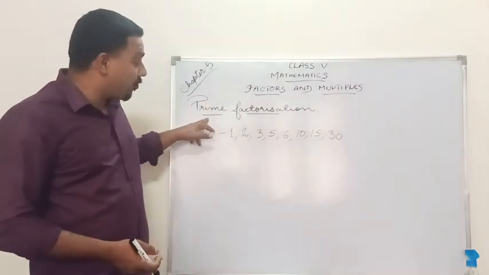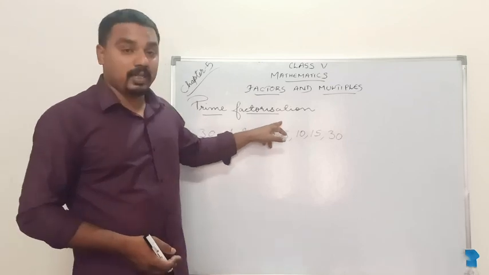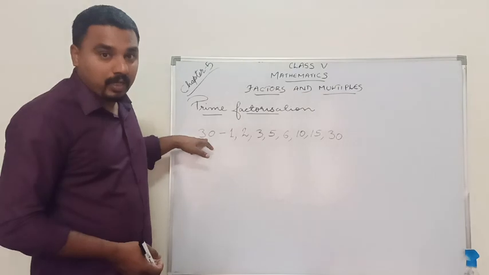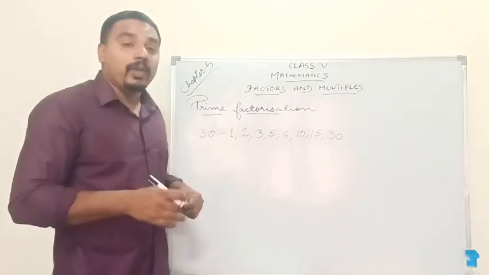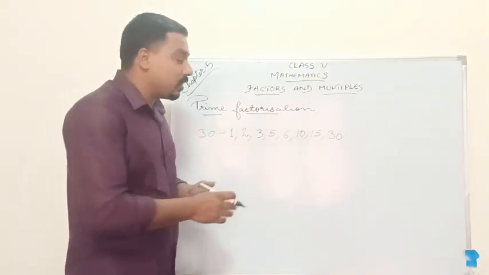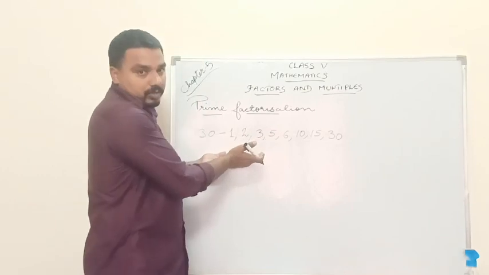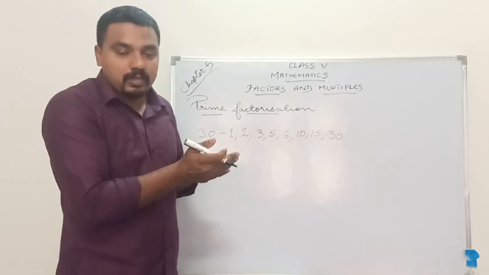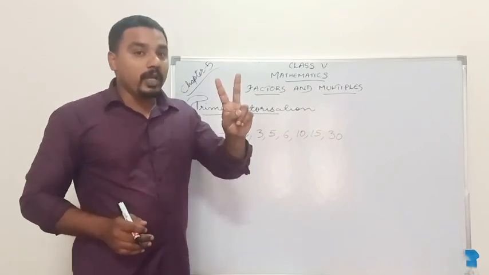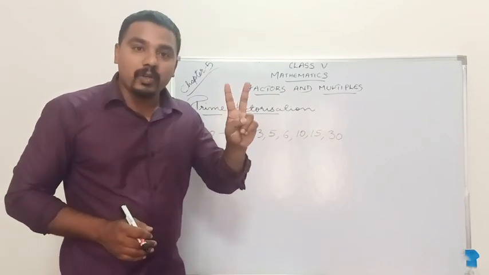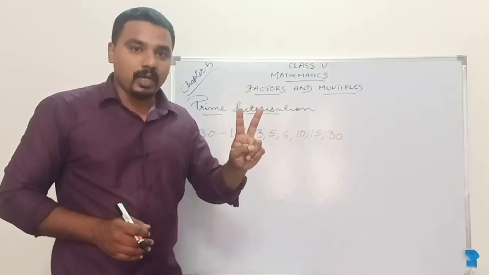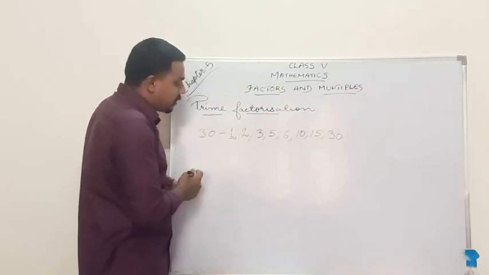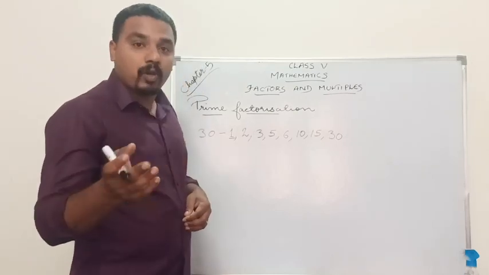What we are discussing now? Prime factorization. So we have to factorize this 30. To factorize this 30, we need to find out the prime factors from the factors. You already learned what a prime factor is. The numbers having only two factors are called prime numbers. Here we can see 1 is neither prime nor composite.